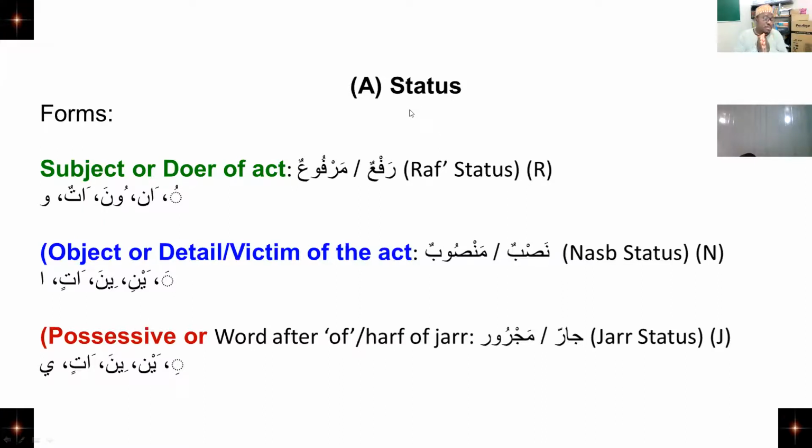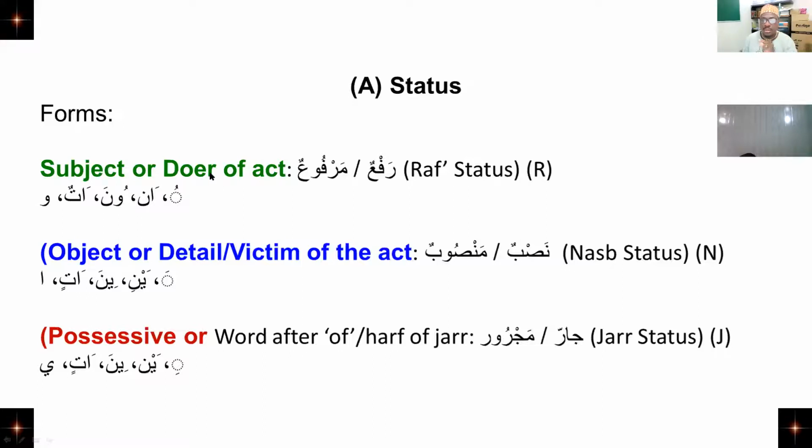Okay. Further, this is what we spoke about now, the status of an ism. So we are taking just one of the four properties. Don't forget, one of the four properties of an ism is what? It's i'rab. That is its status. Now, here is more detail. A status of rafa happens to an ism when the word is either a subject or a doer.